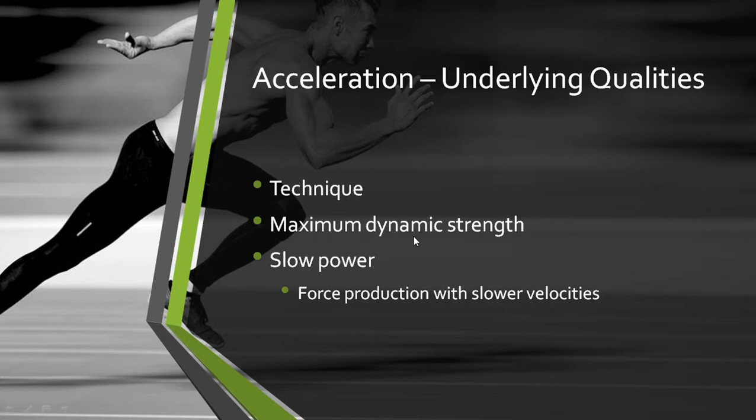And when I talk about maximum dynamic strength, I'm referring to actually not isometric. So the muscle is actually lengthening and shortening during the contraction. So that's going to play a big role, especially in the lower body. And then also slow power production. So basically producing as much force and as fast as possible, but at slower velocities.